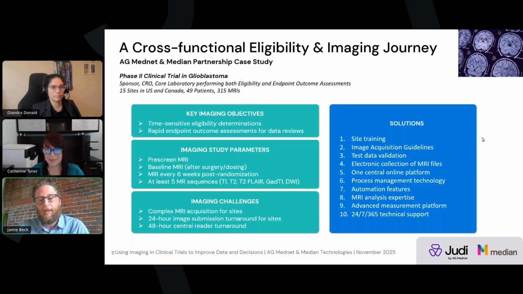Median leveraged Judy's process management technology and automation features to expedite workflows for MRI collection, reconciliation, QC, data cleaning, and data analysis, all of which benefited significantly from having all of the patient's MRIs in one central online platform. Once MRIs were transferred to Median in Judy, Median leveraged their MRI analysis expertise and image assessment automation technologies for QC, reconciliation, additional PHI de-identification support, query support, and reader analysis, which helped achieve expedited core laboratory timelines. Next slide, please.